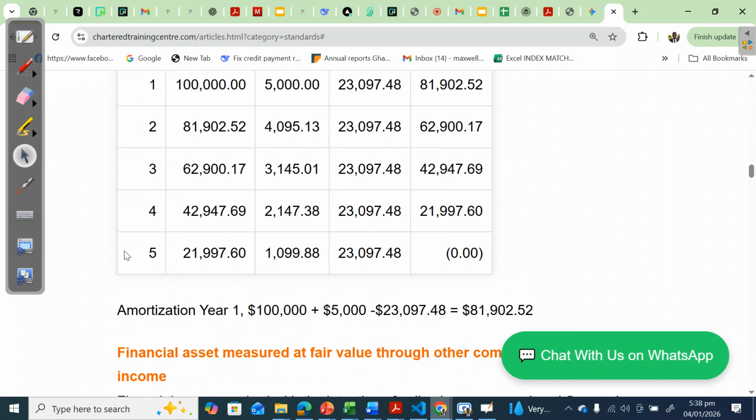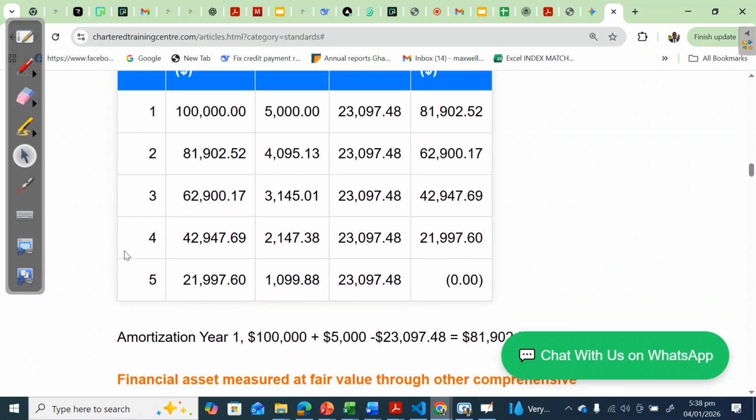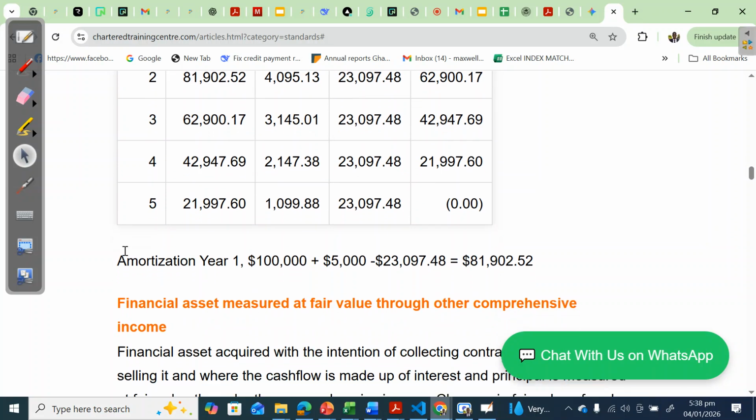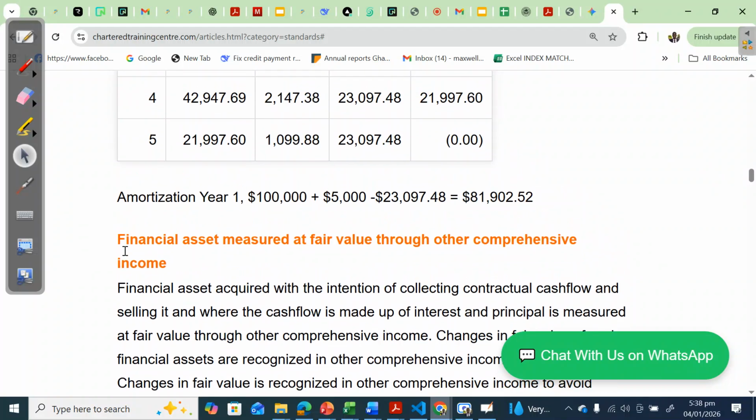So the amortization, this is the explanation. It's 100,000 plus 5,000 minus the payments. This is what we are left with. So that's financial assets at amortized cost.